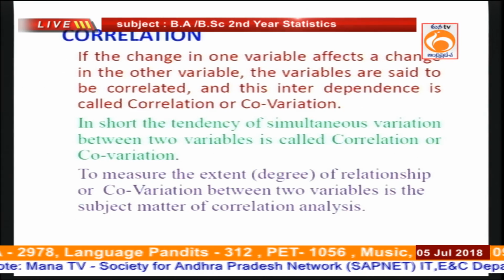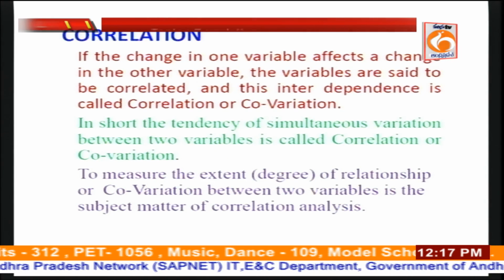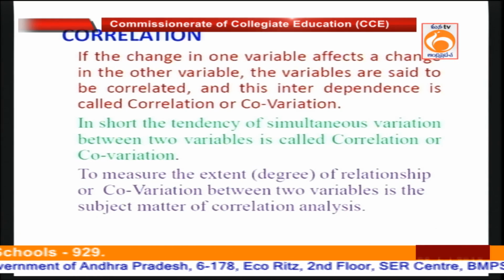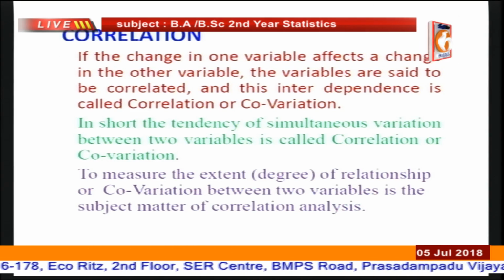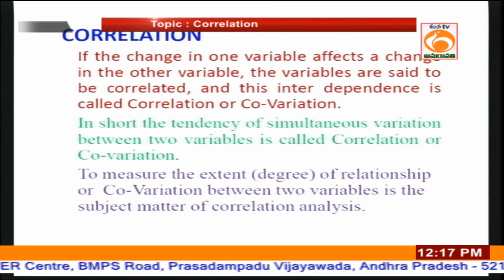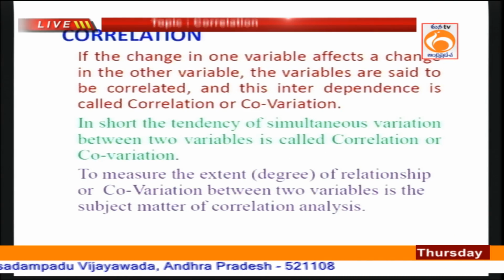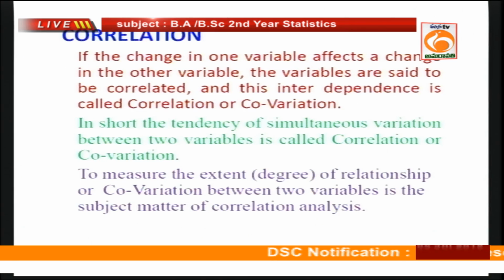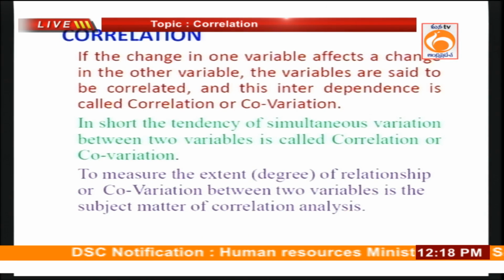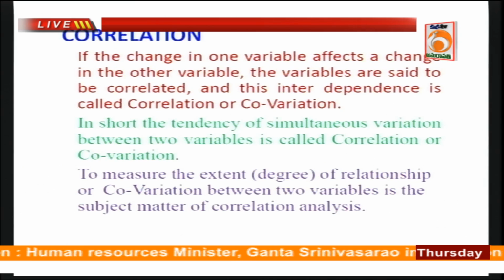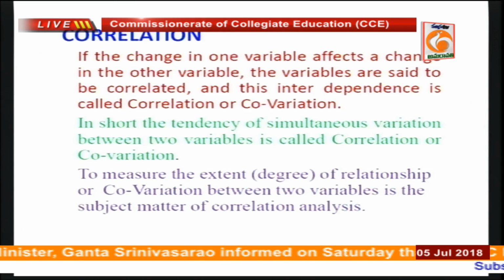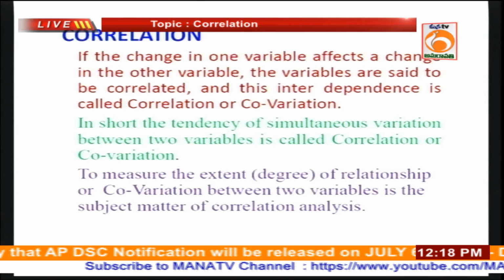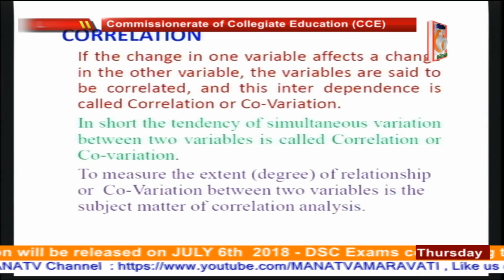Simply, we can say that interdependency is also called correlation or covariation. In short, it is the tendency of simultaneous variation between two variables. If we observe simultaneous variations in variables, we can take them under correlation. They can also be called covariations. To measure the extent, the degree, of the relationship between two variables, or covariation between two variables, is the subject matter of correlation analysis.